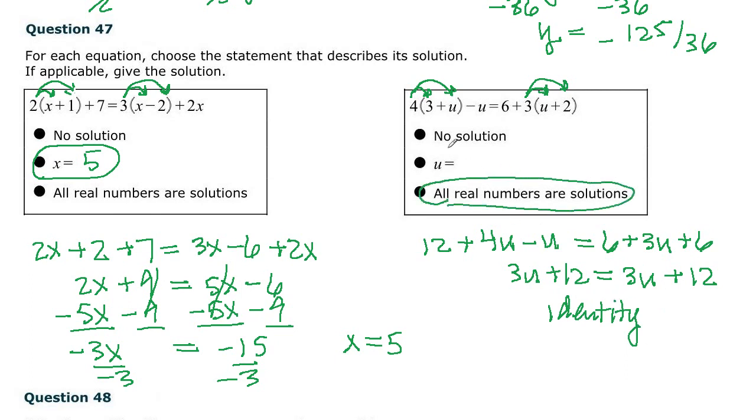And then the last possibility, the no solution, is if you simplify this down and you get something like 2 equals 3 or 0 equals 1, something like that, then it would be no solution.